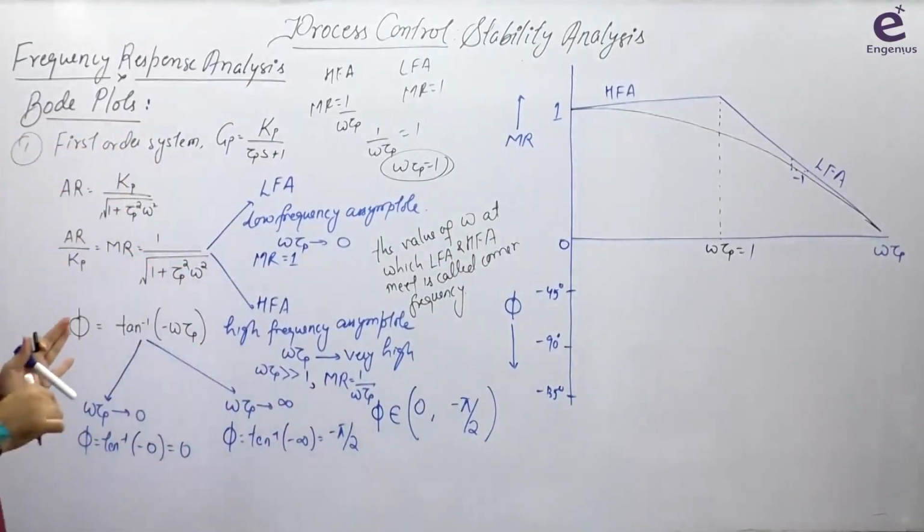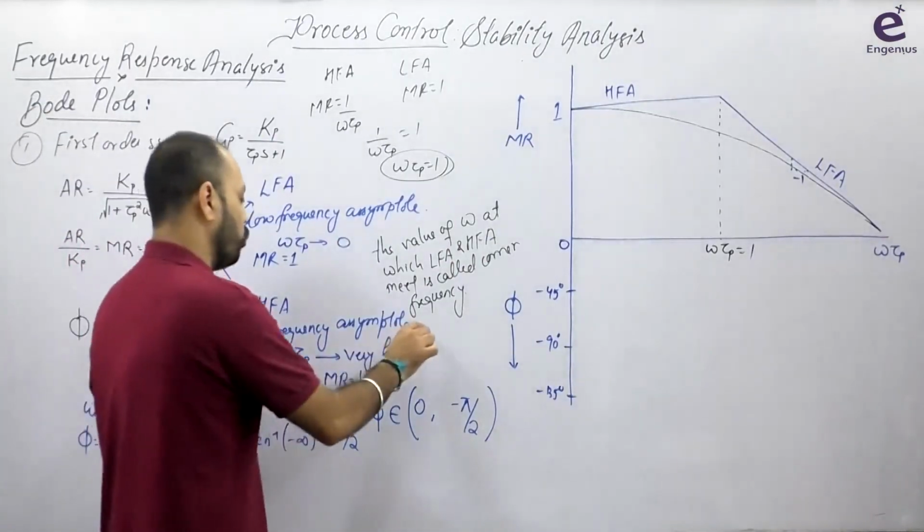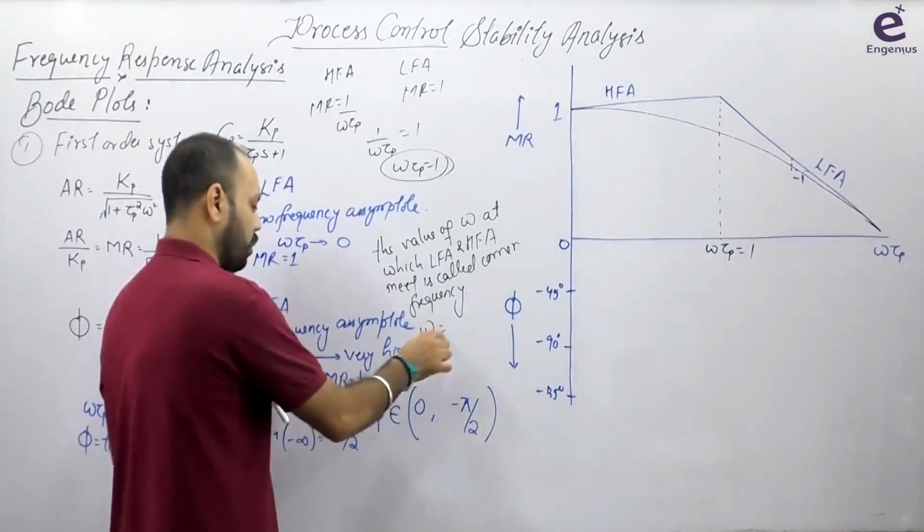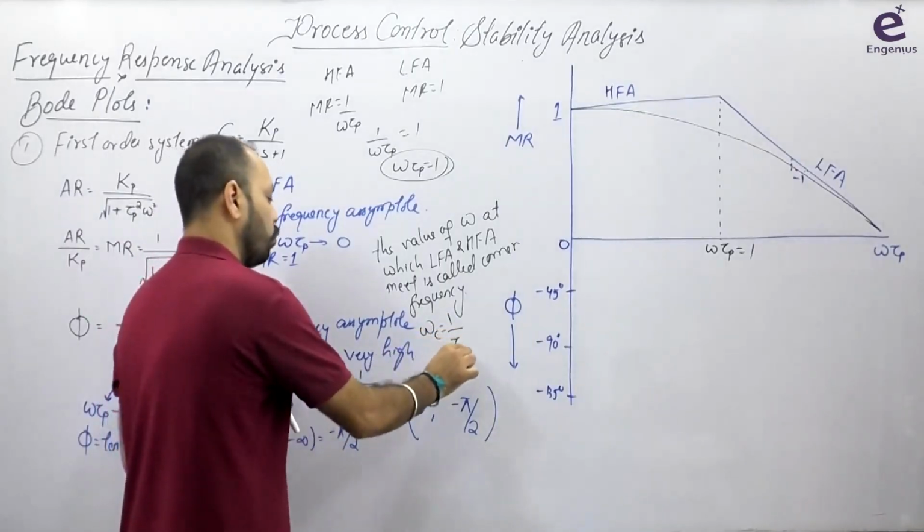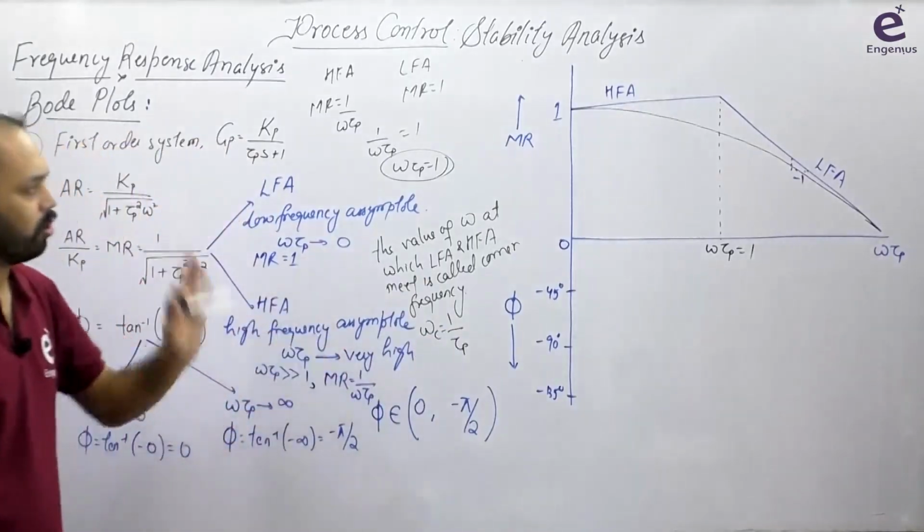So omega tau p is equal to 1, and therefore, whenever you want to find the corner frequency, you can always find it, C for corner. Omega C is equal to 1 by tau p. 1 by tau p, you will find the corner frequency.